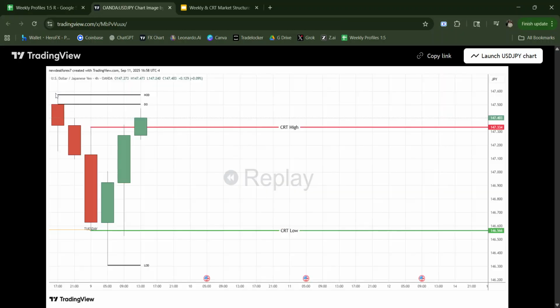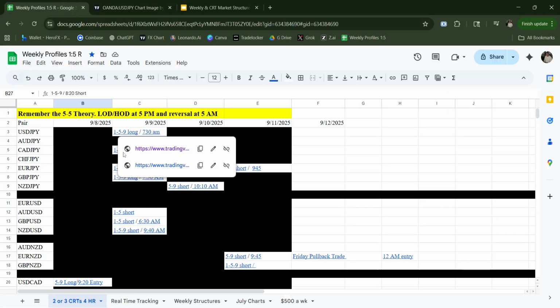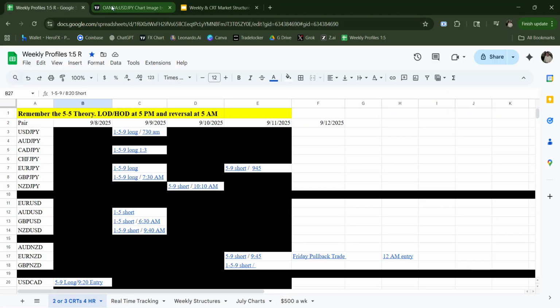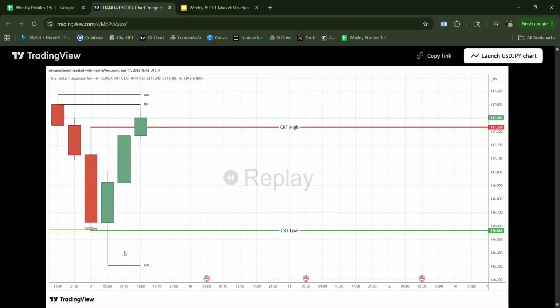So once again, we like to see the high of the day. Again, it's not required, but I like seeing the high of day made for the 5 o'clock hour. And then this time the low of day was made at the 9 o'clock hour. I believe this is 5. Let me see what it says. Yeah, okay, 159. So 5 o'clock made the low of the day right here and then came up.